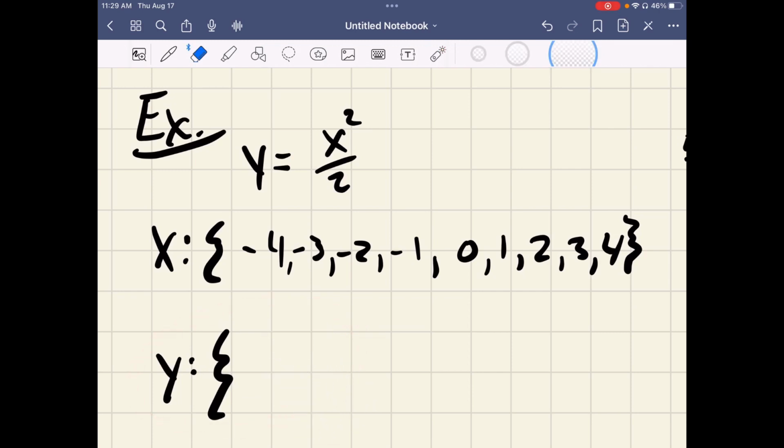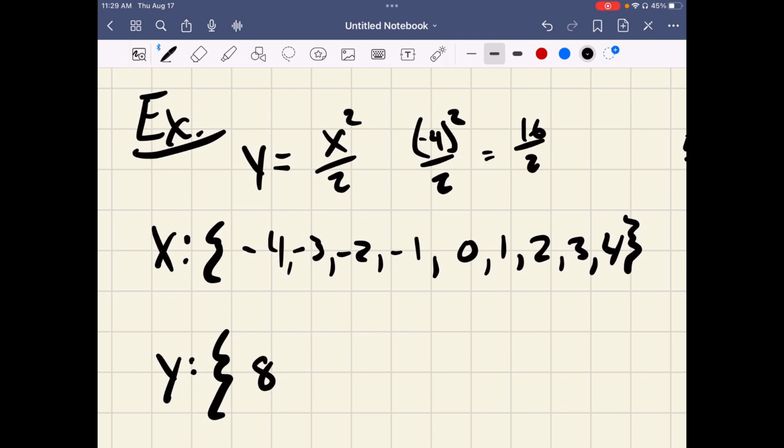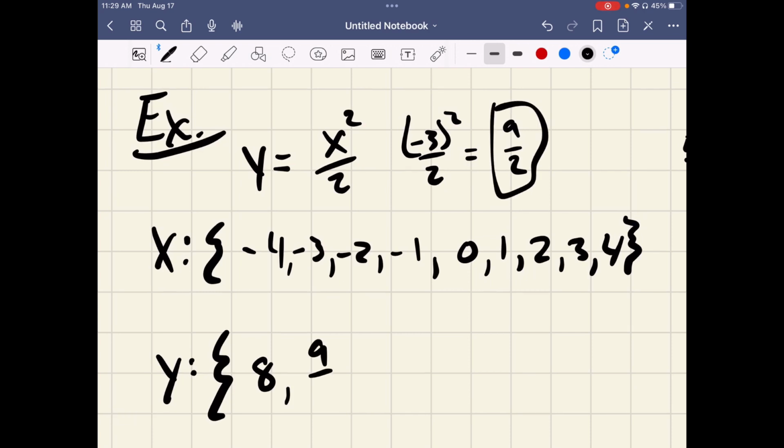So let's erase this here and let's go ahead and start filling these in, right? So let's take the -4, plug it in right here. So I'd have -4 squared over 2. -4 times -4 is 16, divided by 2 is 8. So my first element of y is 8. Then I would go back and do the same thing for -3 squared. That's going to be 9 divided by 2. You could write it as 9 divided by 2 if you wanted to, or it's a pretty easy decimal to write. You could say 4.5. Either one of those will work there. And then you would just continue on plugging in each one of these items one at a time.